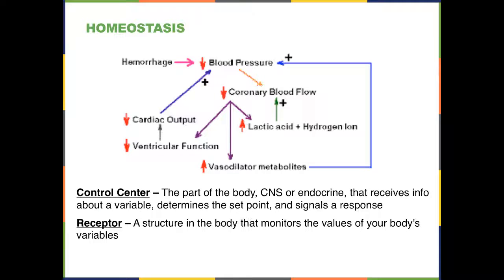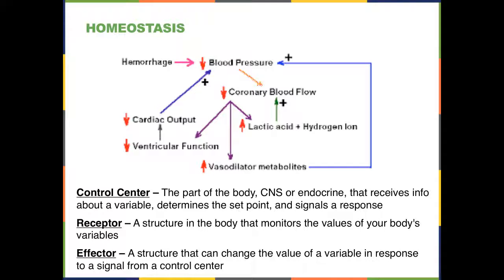organs. The receptor is the part of the body that receives information regarding the variable and sends it to the control center for evaluation. This is a structure in the body that monitors the values of your body's variables. It monitors your temperature. There are receptors to monitor your blood pressure. There are receptors to monitor your blood oxygen level. There are receptors to monitor your carbon dioxide level. There are receptors to monitor various aspects of your body.